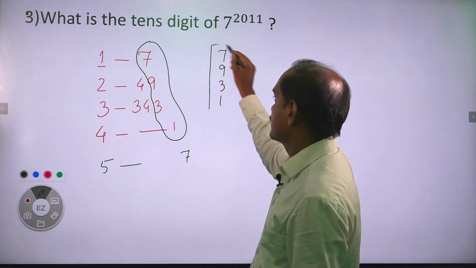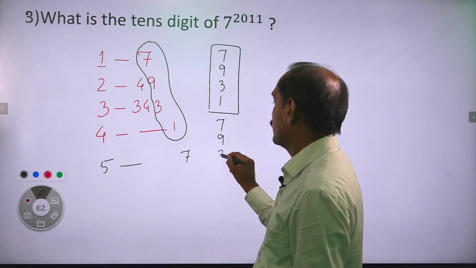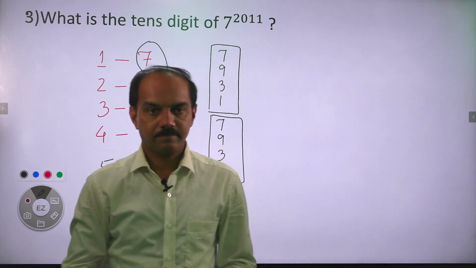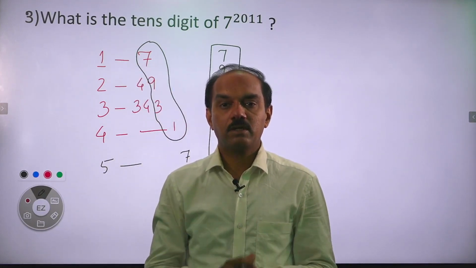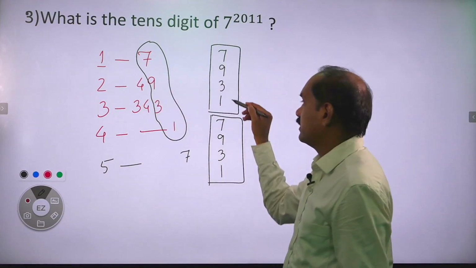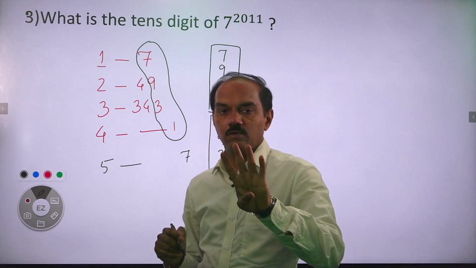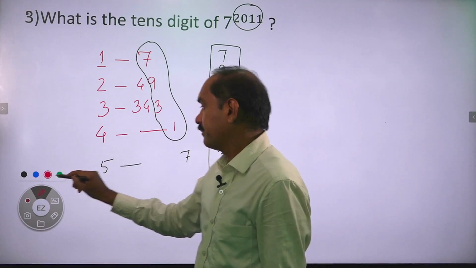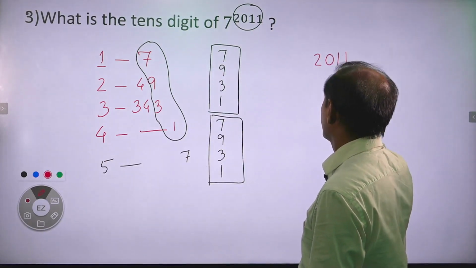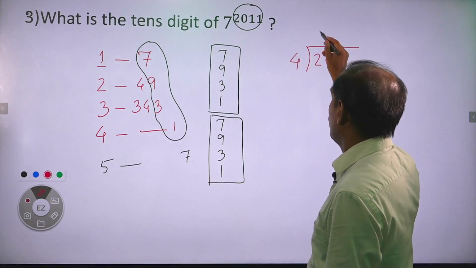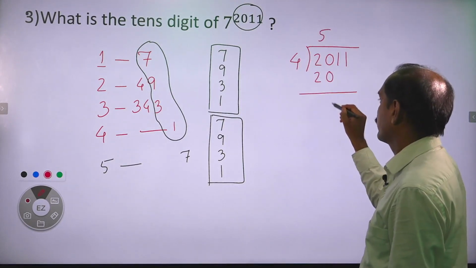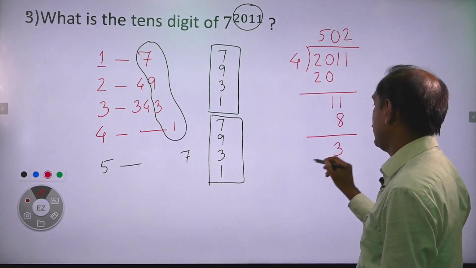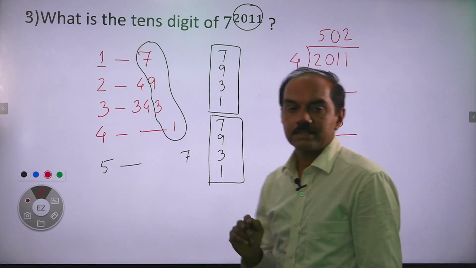This group will keep on repeating. First we will have to get ready with the group. Okay, 7931, 7931, it's a group of 4 items. Divide this 2011 by the number of items in the group. 4 5s are 20, 4 2s are 8, 3, the remainder is 3.